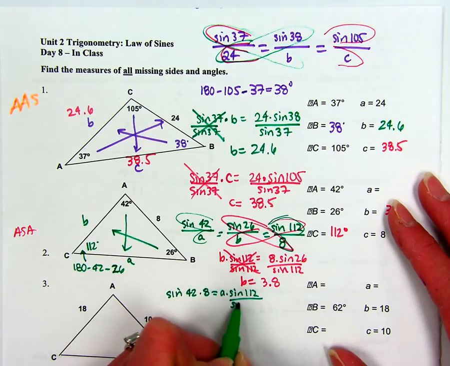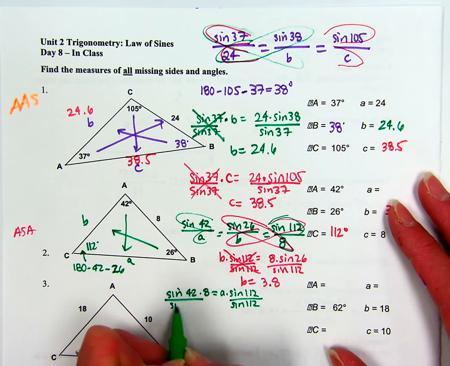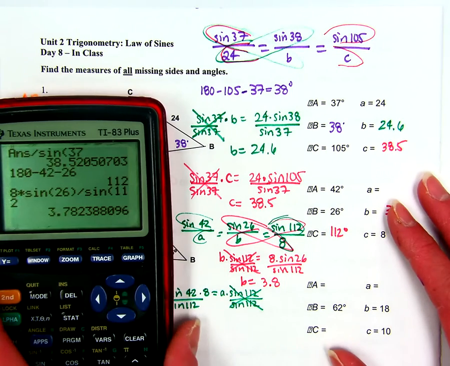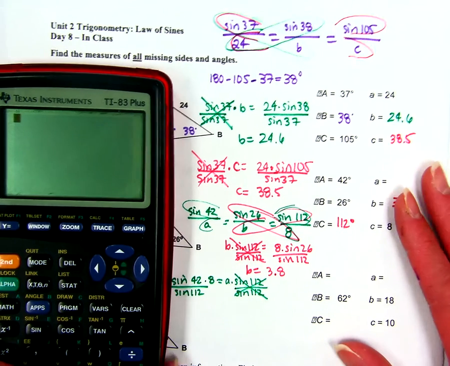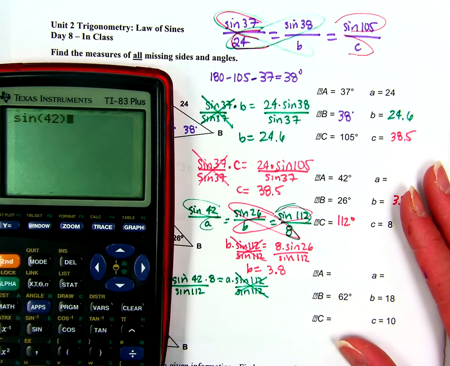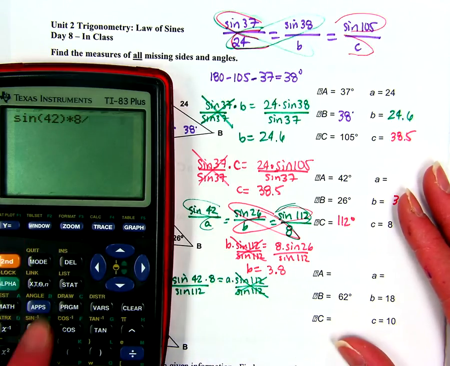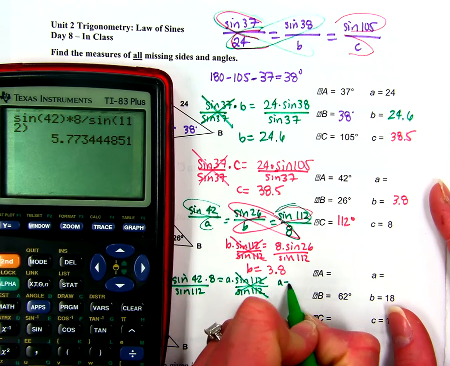So I want to get a by itself, divide by sine of 112. Okay, and then take out your calculator. I'm doing sine of 42 times 8. Notice I closed my parentheses here. Then I'm going to divide by sine of 112. All right, so final answer for side A is 5.8.